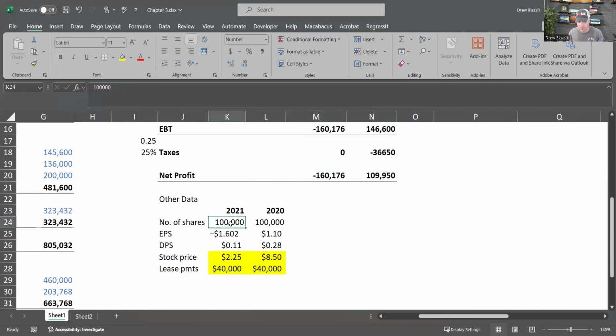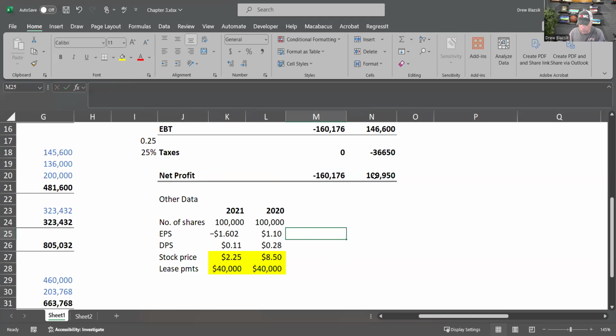We got number of shares, 2020 to 2021, 100,000. Nothing changed. That's the number of shares outstanding. Next one is EPS, is earnings per share. That means of the net profit, how much do we make? So what they did here, I'll show you. They took our net profit, divided it by 100,000. Negative 1.6. So that's all they did. So that's how much earnings, profit, net profit, earnings that we got per share, 100,000 shares.